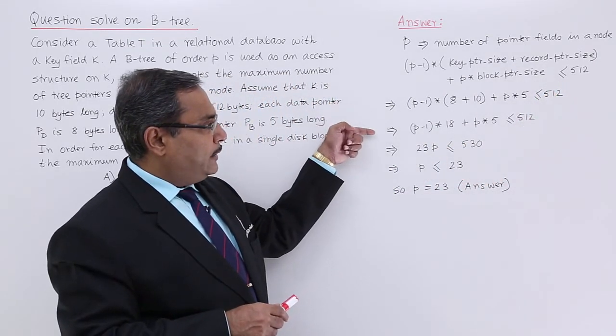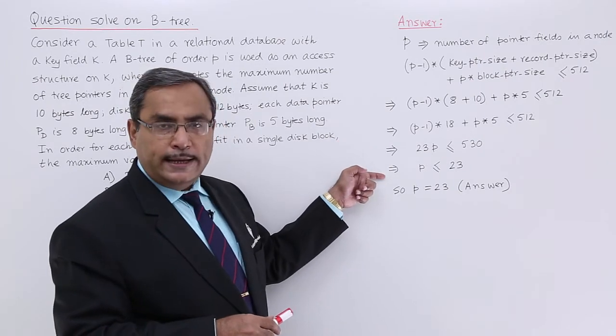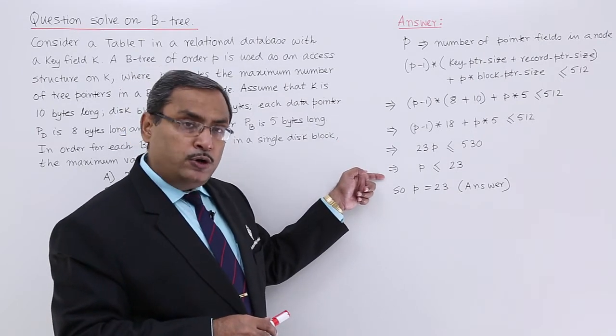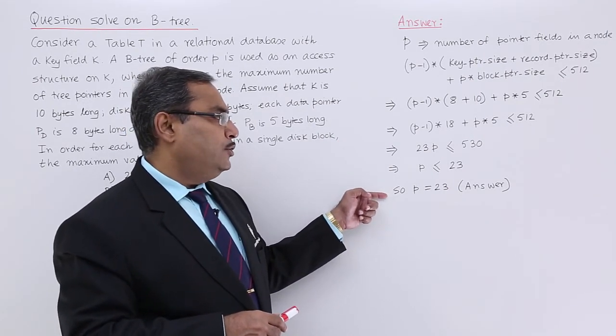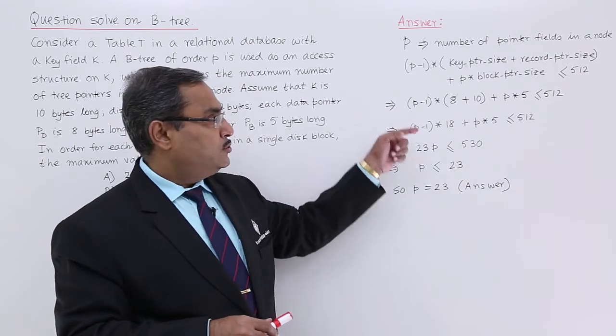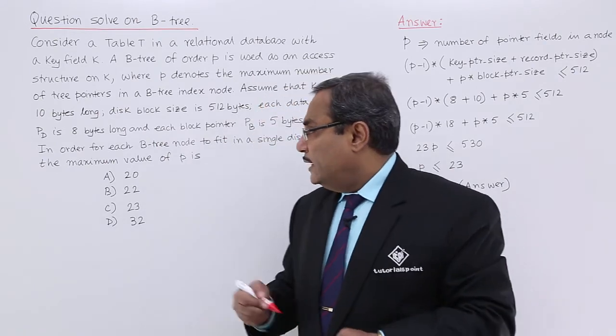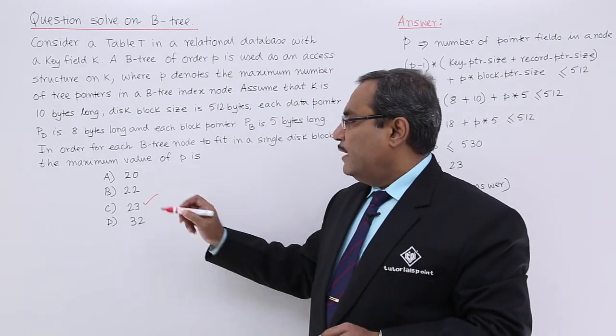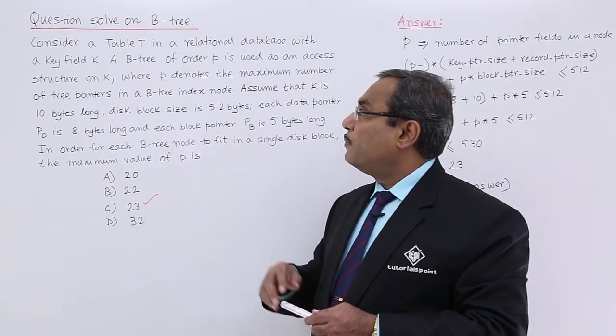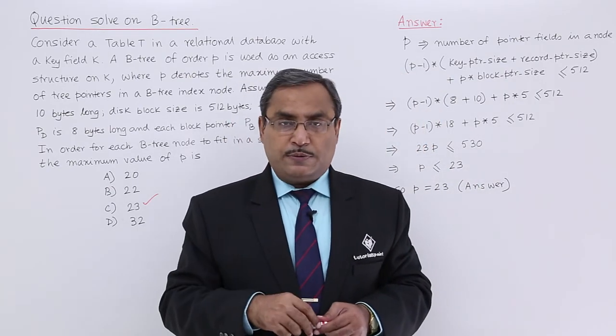If you go on doing the calculations, ultimately you get P less than or equal to 23. So P is equal to 23 should be the answer. I have done the respective calculations in between. So here we have option number C with the value 23. In this way, such problems can be solved. Thanks for watching this video.